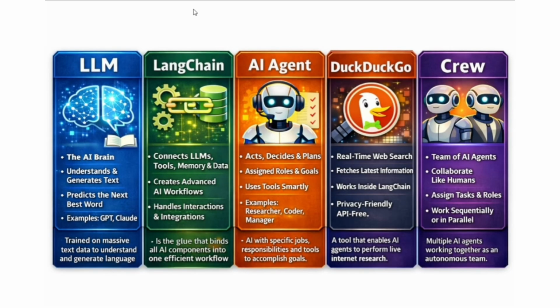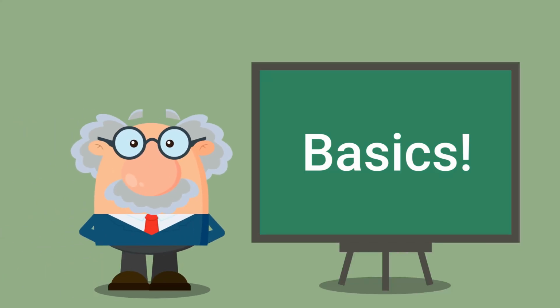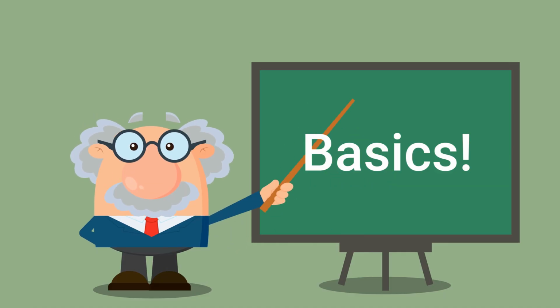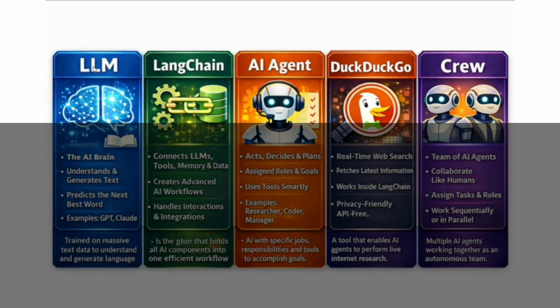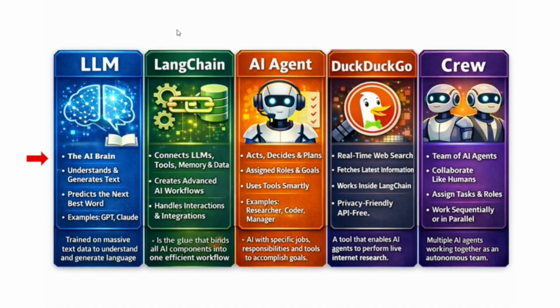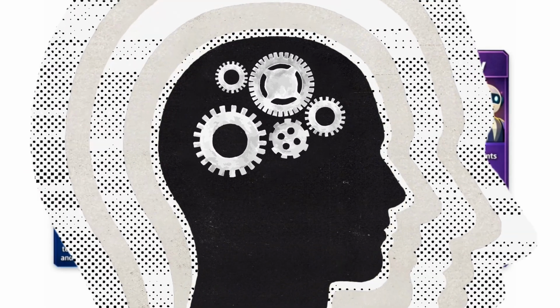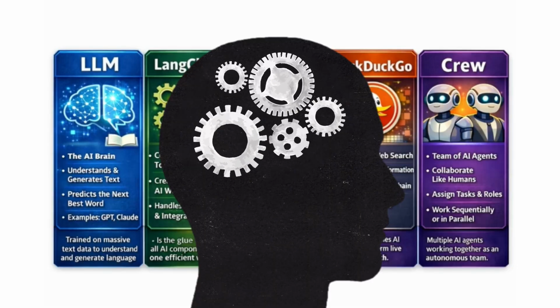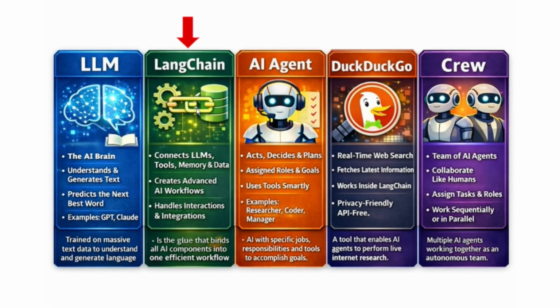Before we build an AI agent in CrewAI, we must understand the building blocks behind it. First and most important is the LLM. LLM stands for Large Language Model. This is the brain of your AI agent. It understands instructions, reasons through problems, and generates responses. Without an LLM, an AI agent cannot think. Next comes LangChain. LangChain is the framework that connects everything. It connects LLMs, tools, memory, external data.